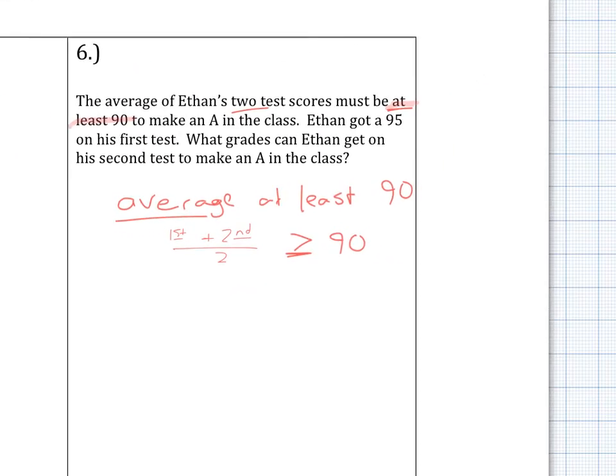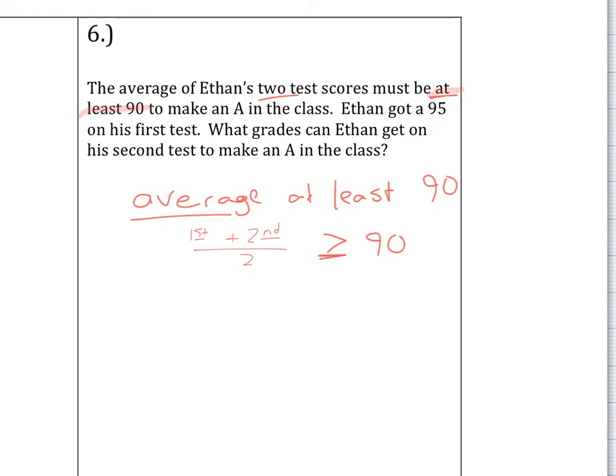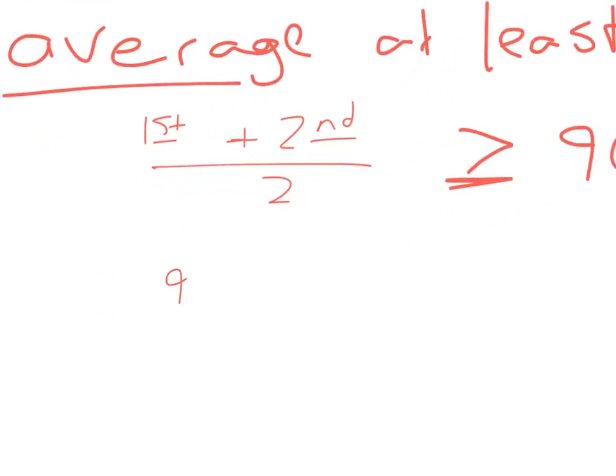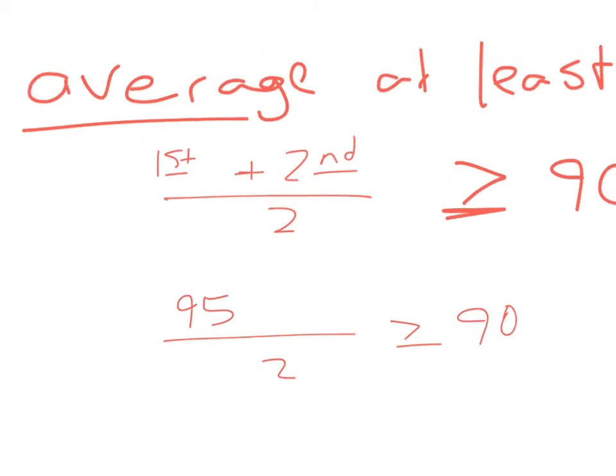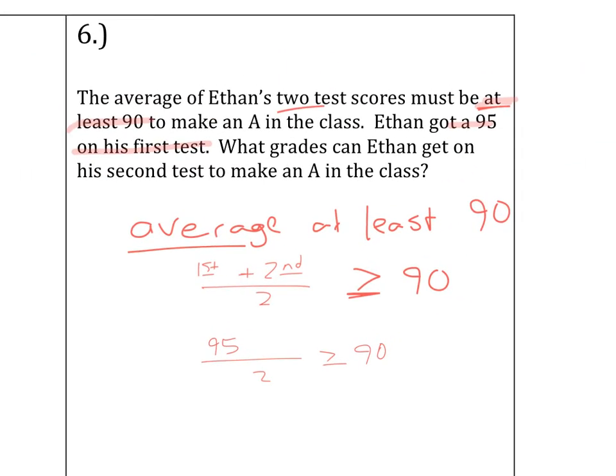Let's define a variable here. What don't we know? Well, the question is what grades he got. Well, let's highlight this. I'm getting ahead of myself. He got a 95 on his first test. Okay, so his first test was a 95. Filling in information as we go here. First test was a 95. What grades can Ethan get on his second test?